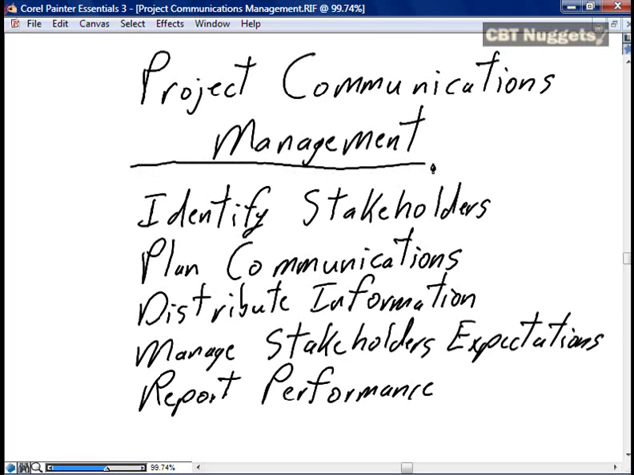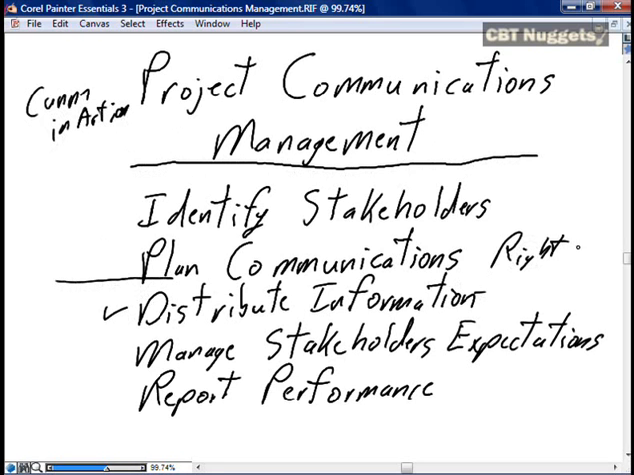In this, our second nugget on project communications, or what I'm calling communications in action, we're going to focus on the lower part of the process areas for project communications: distributing information. Getting the right information in the right time frame, in the right format, into the right hands. And if we do an effective job of distributing the project information, we have done our job in project communications.